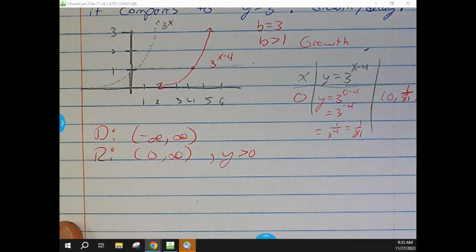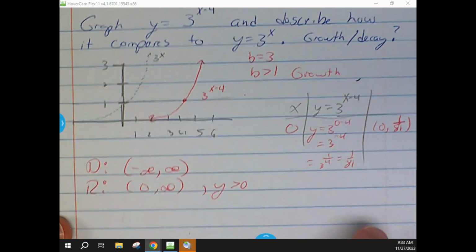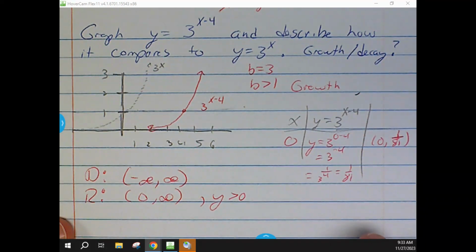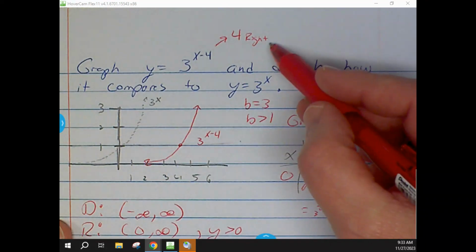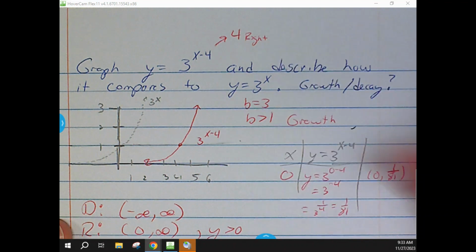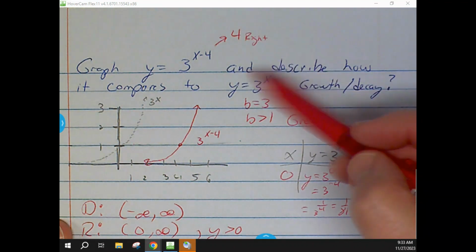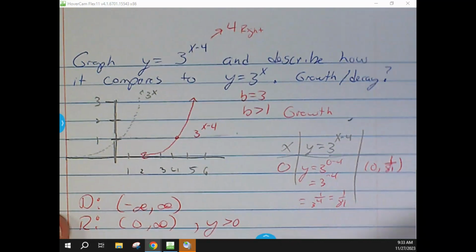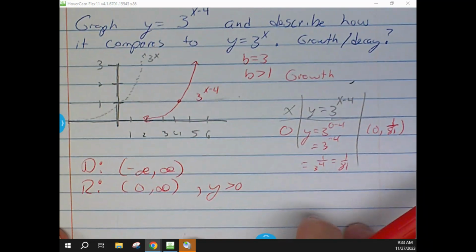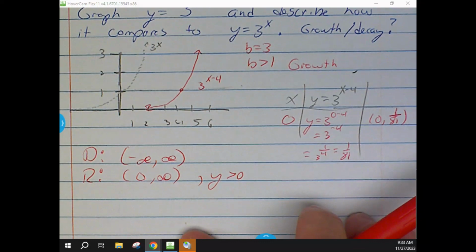Okay, and when we're talking about how it compares, we said back here that we moved it 4 spaces to the right. So when they're asking about comparisons, that's what they're asking for. Is it up, down, left, or right? What did you do? Did you reflect it? Did you stretch it? Did you shrink it? Did you compress it? That kind of thing.